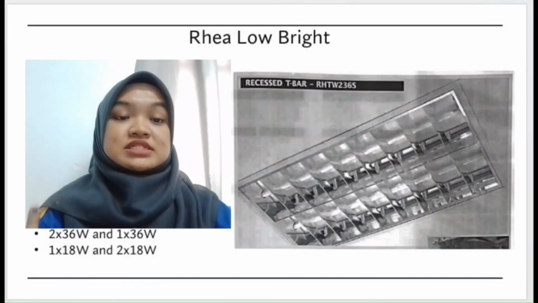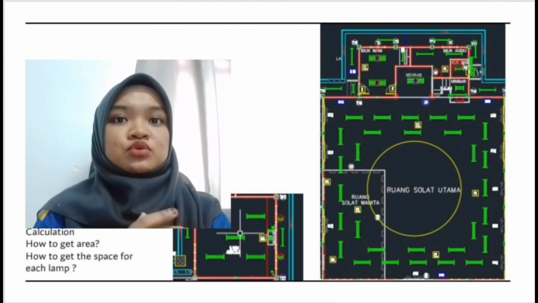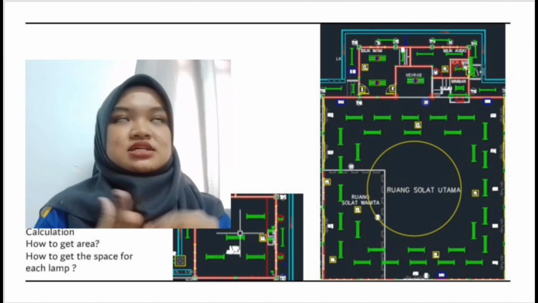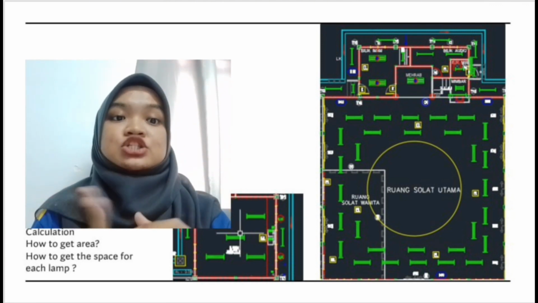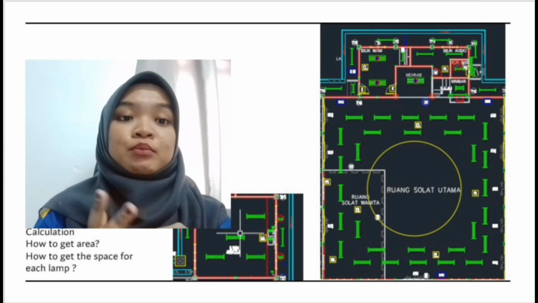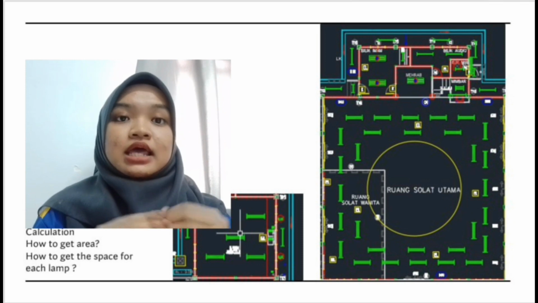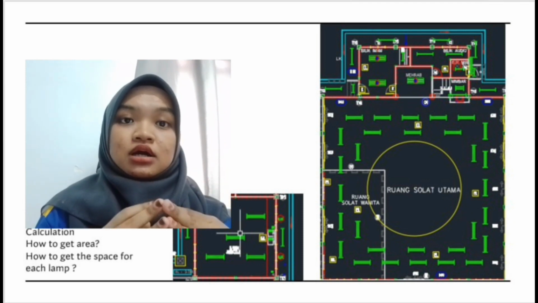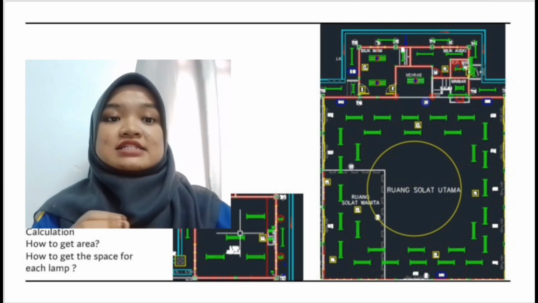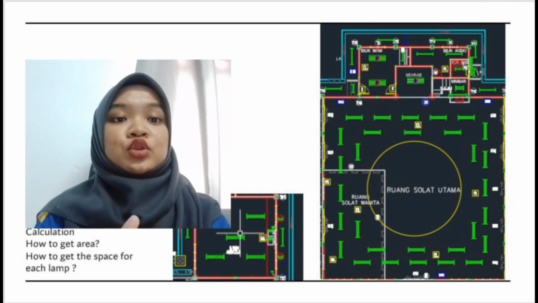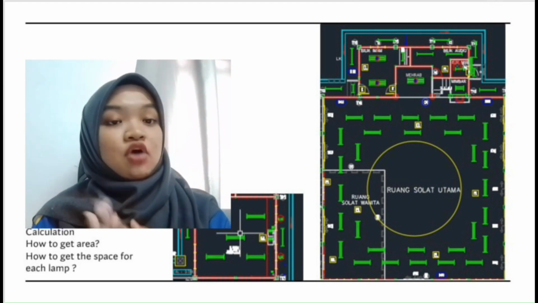How do I get the spacing of each lamp? SHR max is equal to S, which is spacing, divided by H, and SHR max is equal to 1.5 as stated in the luminaire. For example, the lamp at the bilik wudu height is 3.39 meter and SHR max is 1.25 in the datasheet. So we can get the spacing of each light.